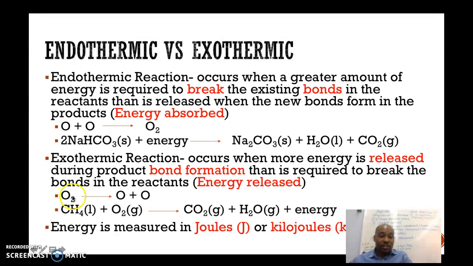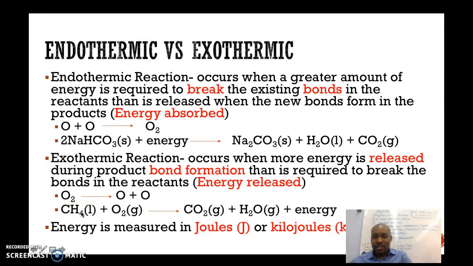So if I took the reverse reaction that we looked at before, if I took an oxygen molecule and I wanted to react to separate it into its individual oxygen atoms, that's going to be an exothermic process because energy has to be absorbed in order to break the bonds here in order to separate it into these two individual oxygen atoms.